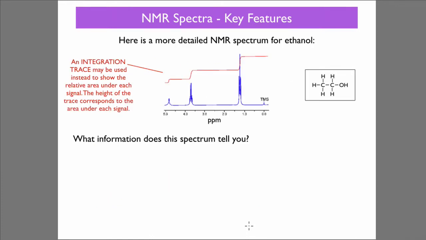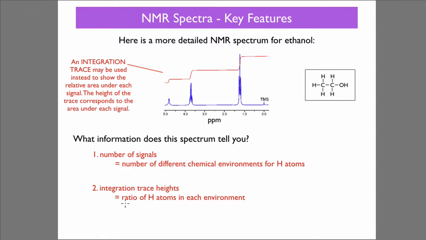Let's look at a more detailed NMR spectrum for ethanol. You see here it's got an integration trace instead of little brackets with numbers. The integration trace is used instead to show the relative area underneath the signal. The height of the trace corresponds to the area under each signal. So what information are we told here? Well, the number of signals tells us the number of different chemical environments for hydrogen atoms, and we've got 1, 2, 3.